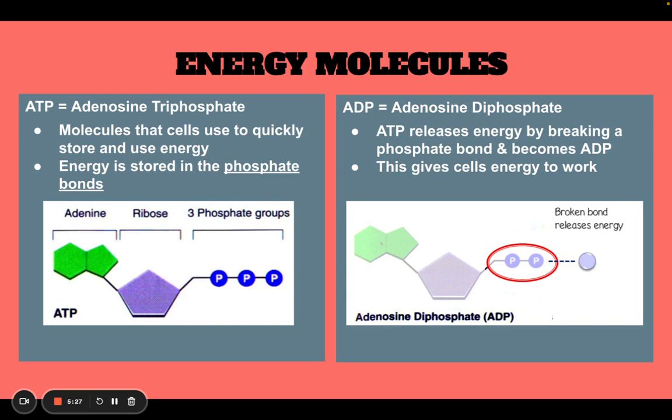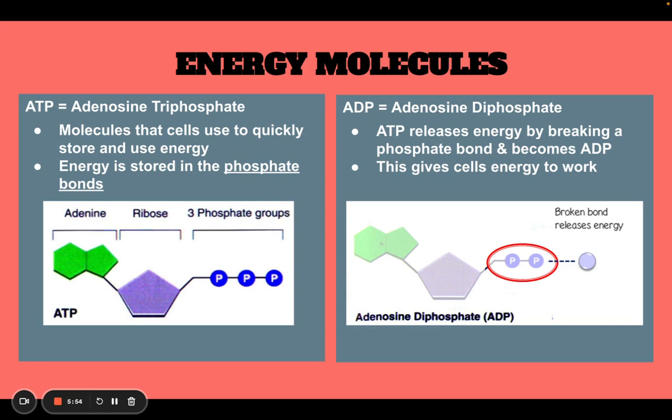This energy molecule is like a fully charged battery. ADP, which we can see on the right-hand side, or adenosine diphosphate, is created when ATP releases energy by breaking a phosphate bond and becoming ADP. This gives cells energy to work. So looking at the pictures, you can see the adenine group, ribose group, and 3 phosphate groups right here.